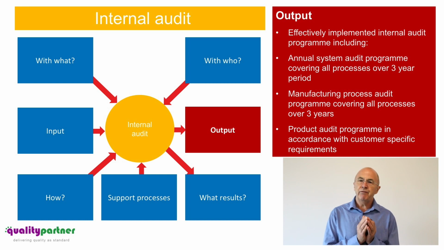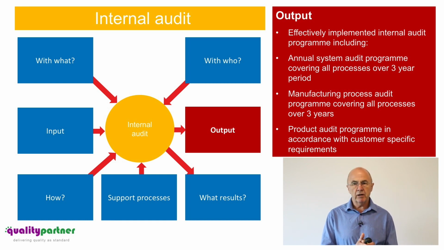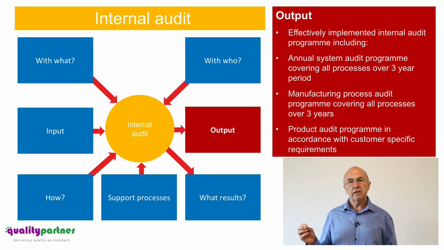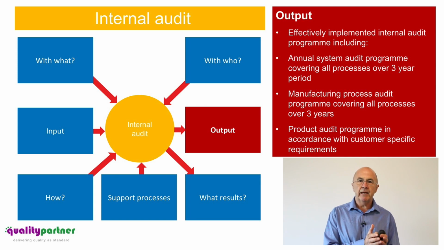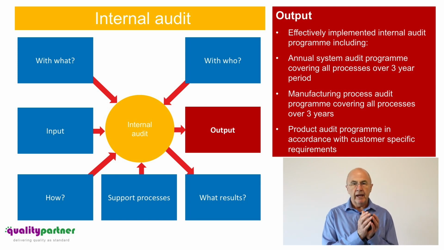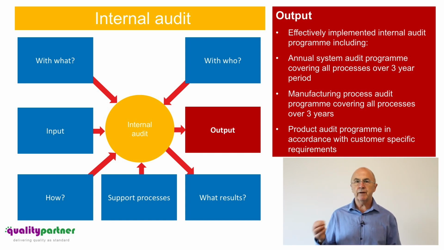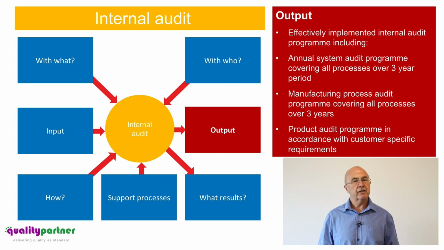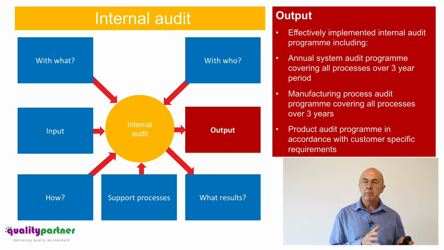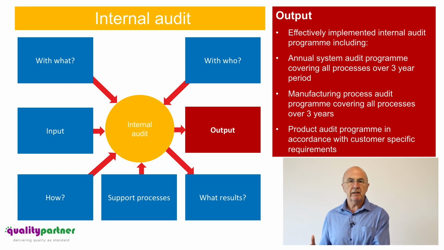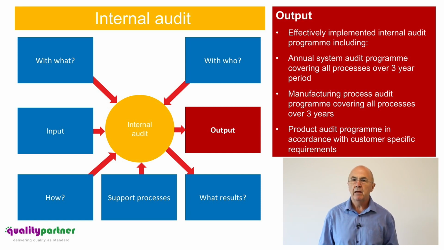Well, first of all, we need an effectively implemented internal audit program, including annual system audits over a program of 3 years. So we don't have to cover each quality management system process every year. This is a significant clarification when we compare it to ISO TS 16949, that we can audit our quality management system processes over a 3-year period, but taking into account risk. If we have a process with higher risk, we're going to be auditing that process at a higher frequency.